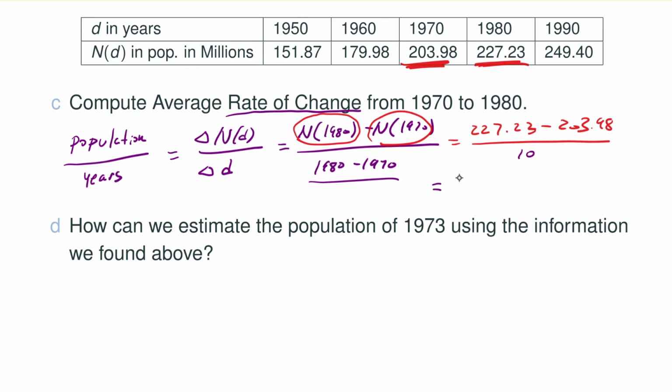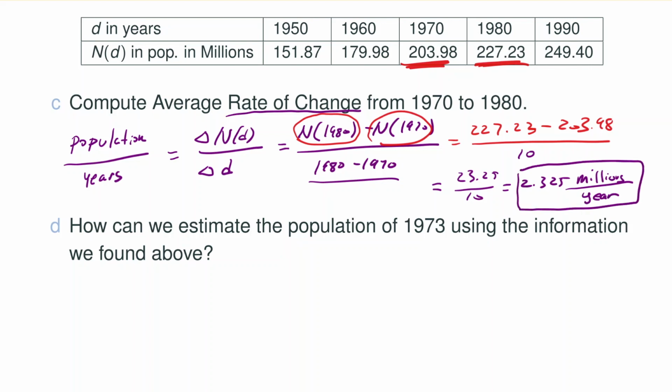So then we get 23.25 over 10, which is 2.325 million per year. So on average, each year there's an increase of 2.325 million between 1970 and 1980.